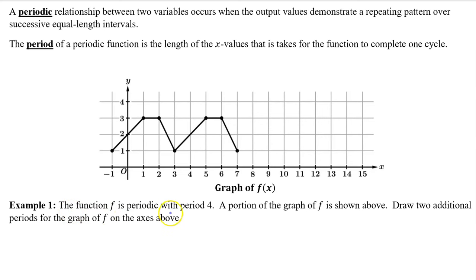Example 1. The function f is periodic with period 4. A portion of the graph of f is shown above. Draw two additional periods for the graph of f on the axes above.